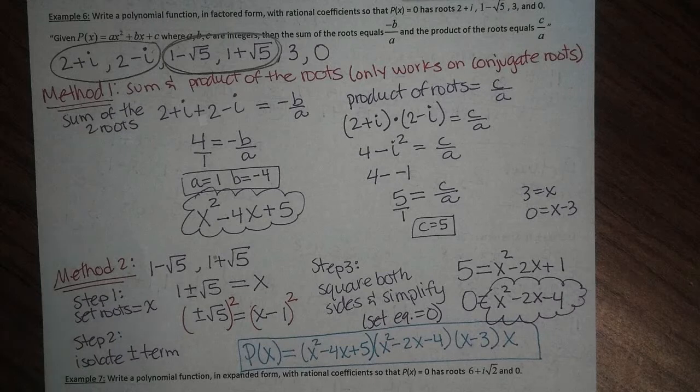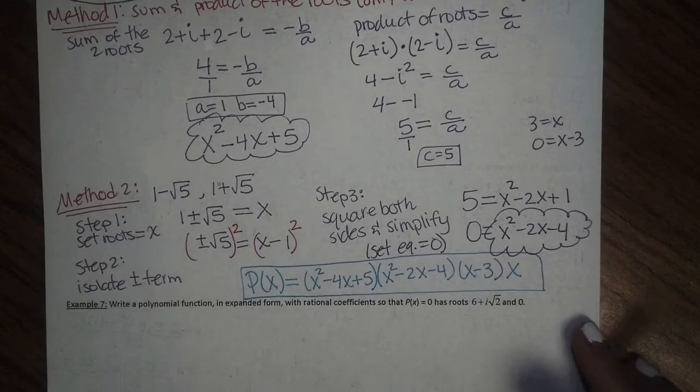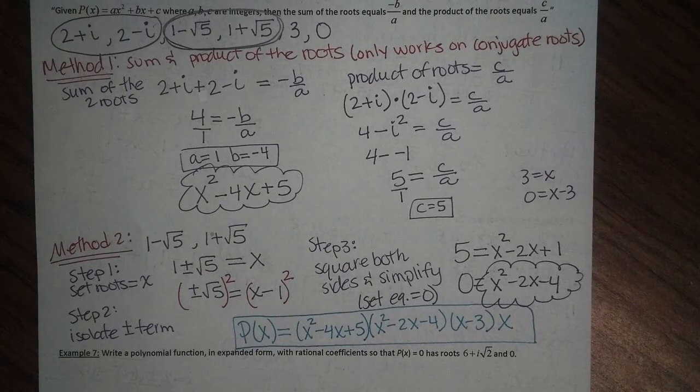Now that problem was kind of crazy. It was really complicated, but that's okay. Let's try another one that's a little bit easier. So let's do example 7. Same thing. Example 7 says: write a polynomial, this time in expanded form, so we're going to multiply it out, with rational coefficients so that p of x equals 0 has 6 plus i root 2 and 0 as roots.